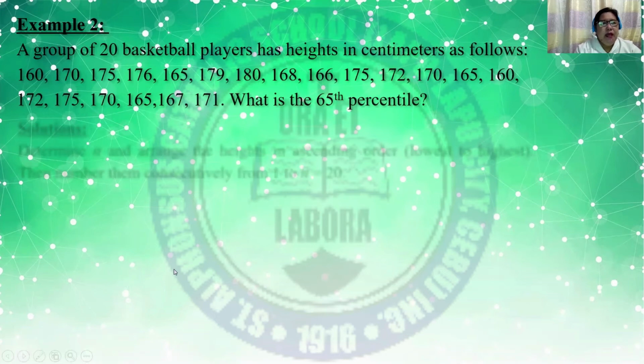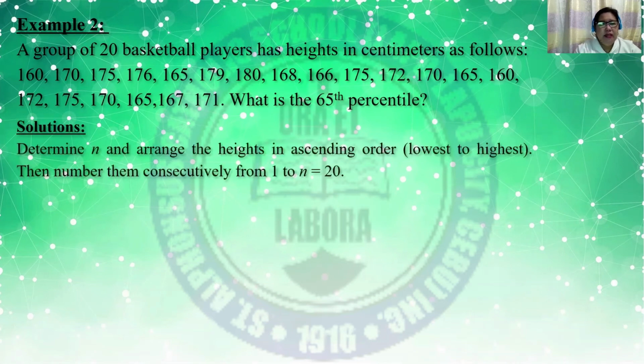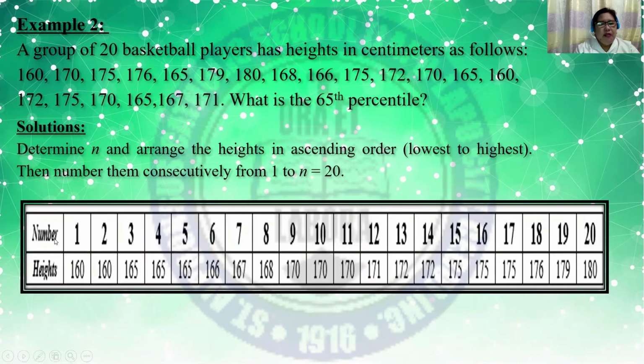Next example. A group of 20 basketball players has heights in centimeters as follows: 160, 170, and so on. What is the 65th percentile? For the solutions, you have to determine n and arrange the heights in ascending order. Then number them consecutively from 1 to 20. So the first row contains numbers 1 to 20. In the second row, you have 160 as the smallest height and 180 as the tallest.